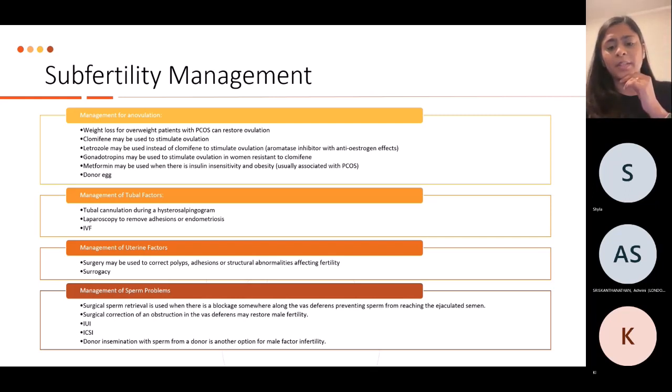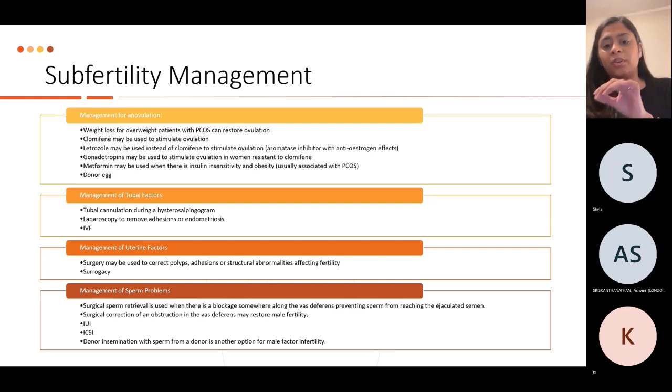Just to note, IVF is what most people actually know about, and that's using fertility drugs to stimulate the ovaries to produce mature eggs. You then retrieve these, you fertilize them in a lab with sperm from either a partner or a donor, and you wait for fertilization, then you put them back into the woman.